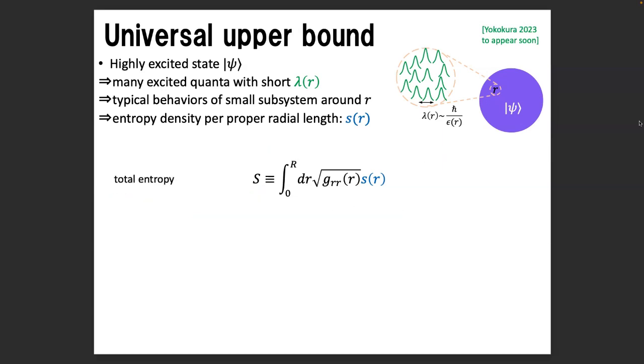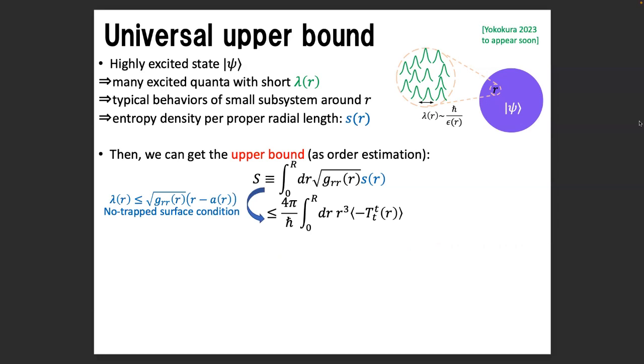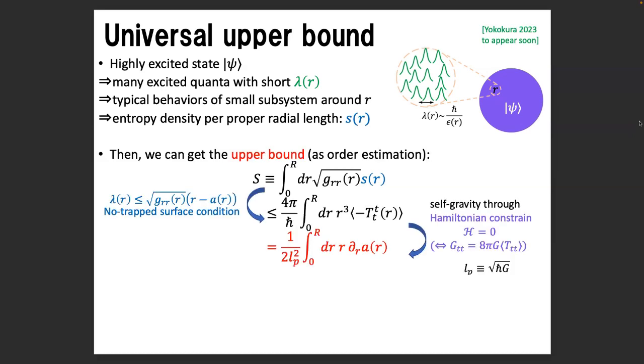From here we can use this upper bound, or this inequality coming from no trapped surface. We can get this form. Furthermore, to introduce the self-gravity of the excitation, we solve the Hamiltonian constraint, and then you get this red one. This is the upper bound. As you can see, the Planck length appears in the denominator, right? And this upper bound is fixed by the total size R and the energy distribution A(R).